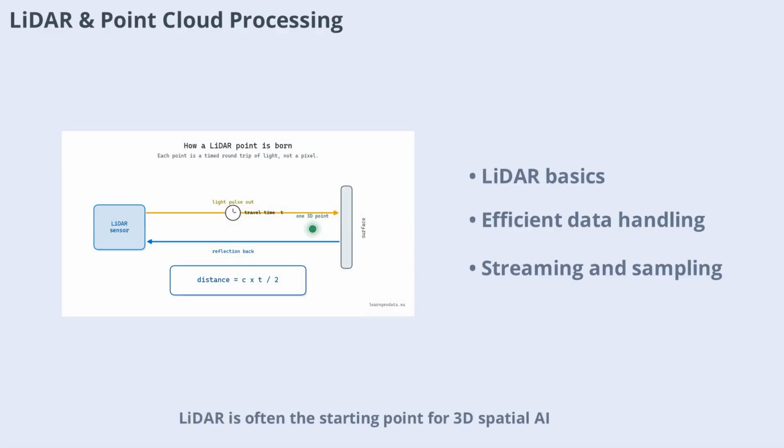LiDAR is often the starting point for 3D spatial AI. A LiDAR scanner fires light pulses, measuring distances to create millions of XYZ points. Handling this data correctly is crucial: streaming large files, filtering ground points, and exporting clean terrain models. Python tools like LASPY allow you to process city-scale datasets efficiently. The discipline in data handling here sets the foundation for all downstream tasks. Learn to stream and sample from day one to avoid common pitfalls.